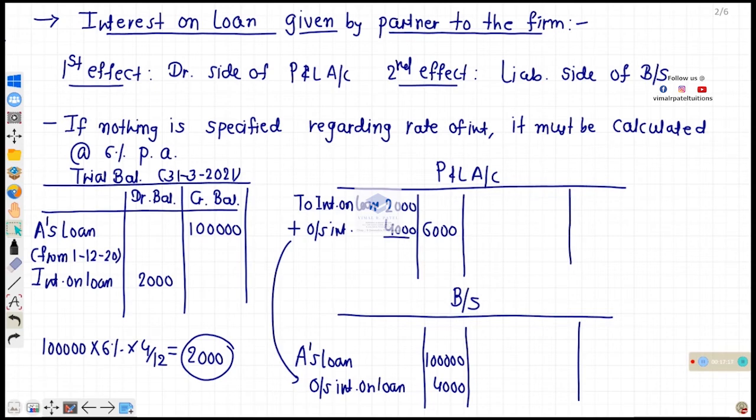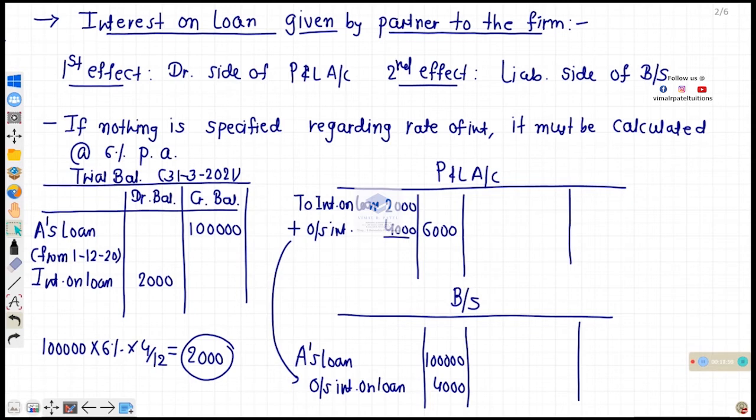Suppose amount of capital for partner A is 10 lakh and interest is to be calculated at 10%, and he has brought in personal computer worth rupees 1 lakh on 1st October 2020. Then interest on capital will be calculated on 10 lakh at 10%, that is 1 lakh. Then on personal computer it is also capital, so 1 lakh into 10% from 1st October to 31st March, that is for 6 months. So 1 lakh into 10% into 6 divided by 12, so that will be 5000. So total interest on capital for partner A in this case will be 1 lakh 5000.